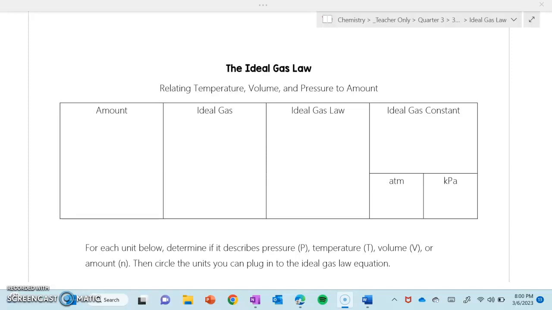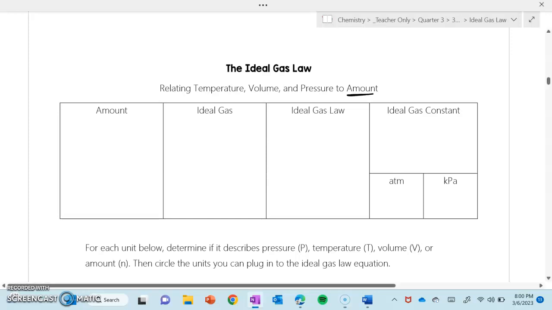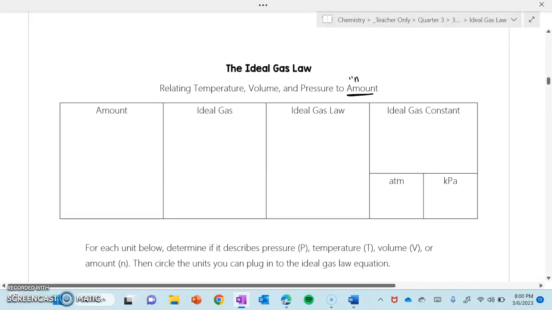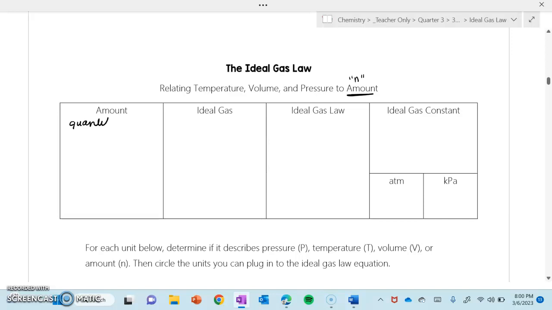The ideal gas law is the last of our gas variable relationships, and so far we've looked at temperature, volume, and pressure. This time we're adding one more variable, amount, to the mix, and we will represent amount with lowercase n in our gas law equation. If you remember back when we were talking about amount a couple of units ago, we described it as the quantity of chemical particles, and we measured that in moles. So the same thing is true for our ideal gas law.